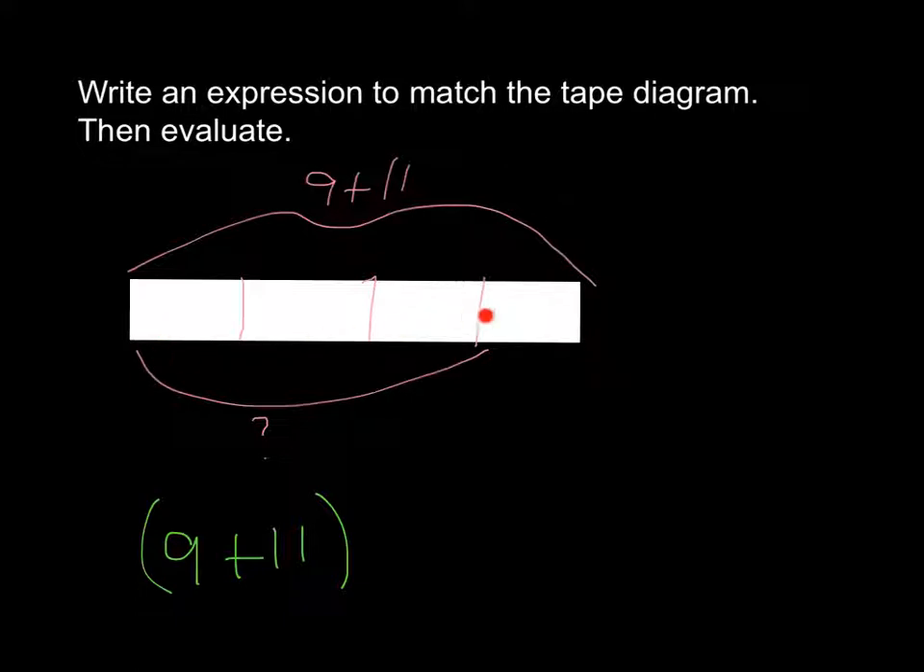Looking at the bottom and at the tape diagram, I see that I have 4 sections. 1, 2, 3, and 4. But I need 3 of them. So really what I'm looking at is 3/4 of 9 and 11. Or, if I say it correctly, 3/4 of the sum of 9 and 11.